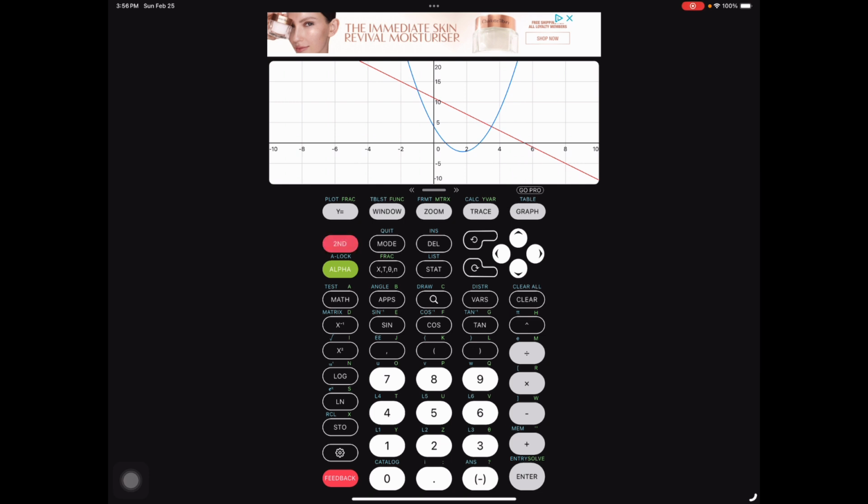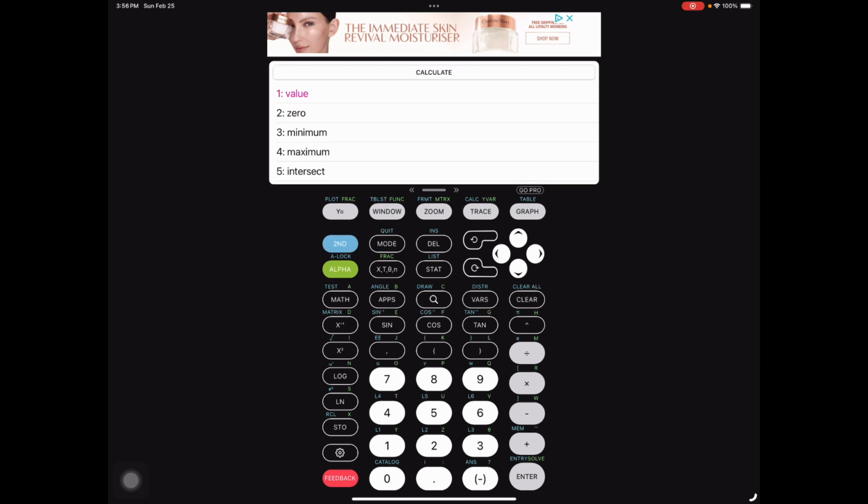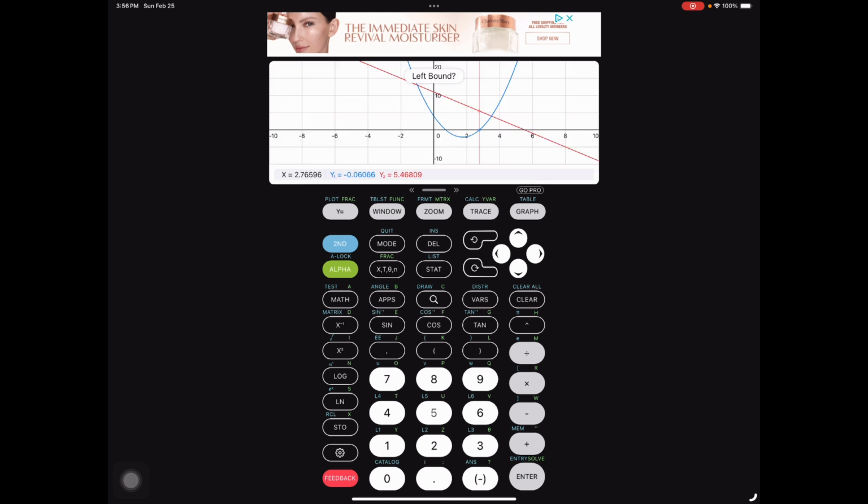So I'm going to hit second, trace, and when we do calculate for intersection, we're going to choose choice 5. So you want to go all the way over to the left of the first intersection point and hit enter for your first curve. Go to the right of that point, hit enter for your second. On your graphing calculator, it may be necessary to hit enter again for your guess, and the answer will show right up on your screen. X equals -1 and Y equals 13.